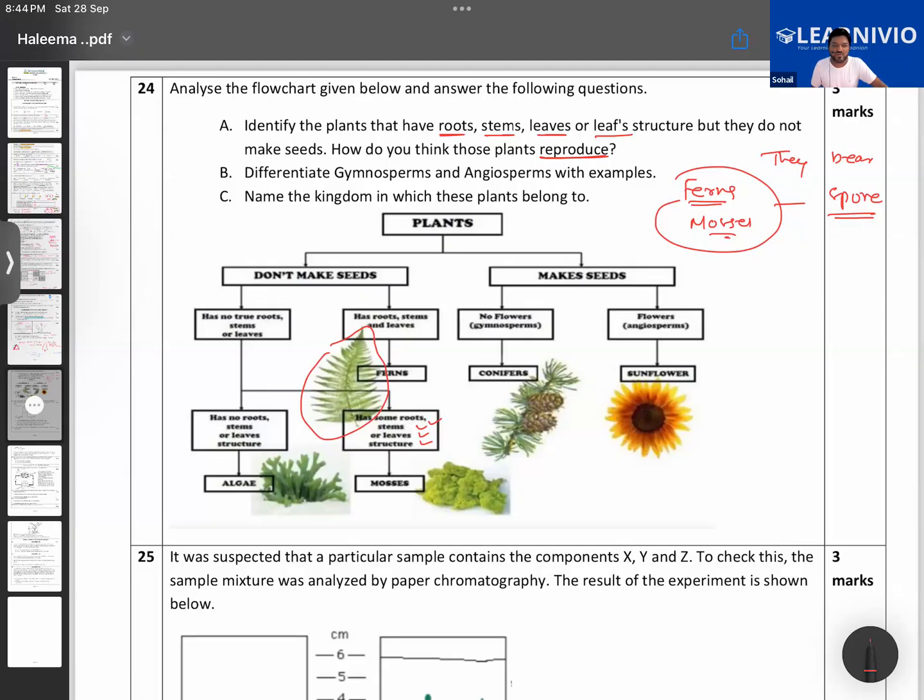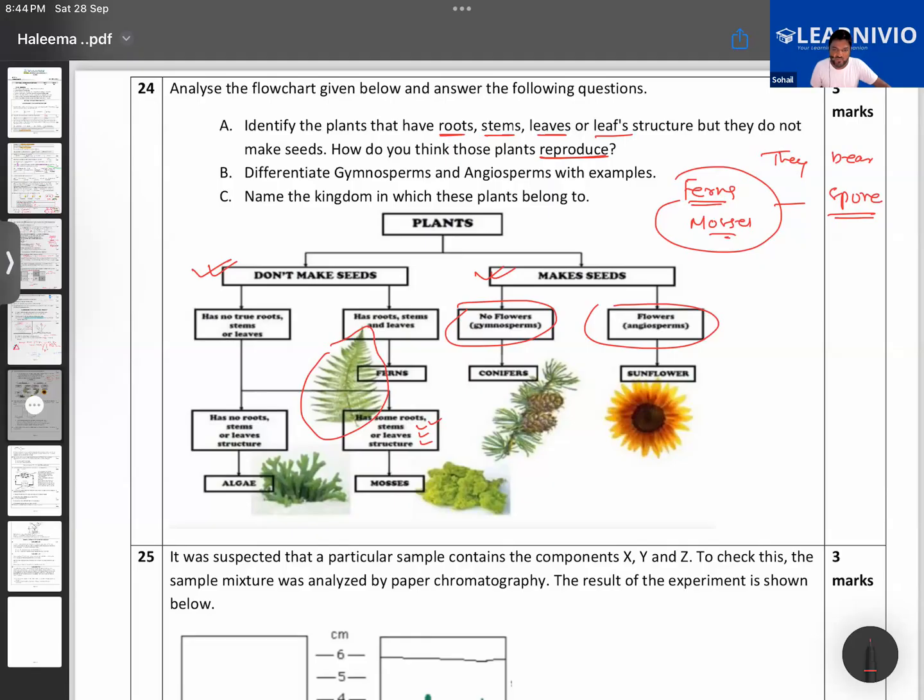Differentiate between gymnosperms and angiosperms. Plants are of two types, as we have learned. With the help of this flow chart, you can see those plants that do not make seeds and those that make seeds. Furthermore, the seed making plants are categorized into two types: one that bears flowers, and one that does not. For example, a sunflower plant has flowers, so it's an angiosperm.